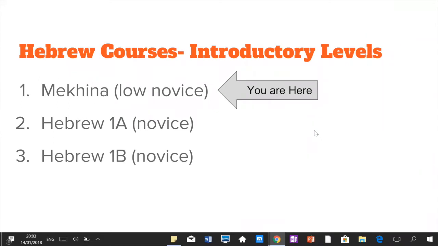So what are we going to do today? There are three levels that we are currently teaching at Hebrew College: the Mechina, Hebrew 1A, and Hebrew 1B. Mechina is the beginners, and then there's 1A, which is novice, and then 1B, which is a bit more difficult than that. Today, I'm going to be showing you a demo of the Mechina. For some of you, this might be difficult because you are on that level, or this might be the perfect level for you, or this might even be too easy. It really depends on what level you come from.